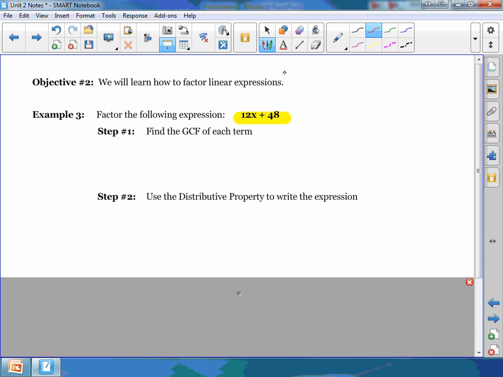Exactly. Go with the smallest number. Remember I said that earlier in the period: look at the smallest number. If it goes into the bigger number, you have your GCF right there. So he's right. It's not 12x, because the 48 does not have an x on it. So the GCF between these two numbers is just the 12.